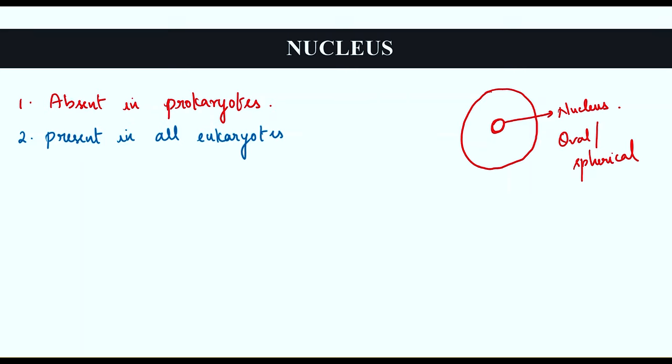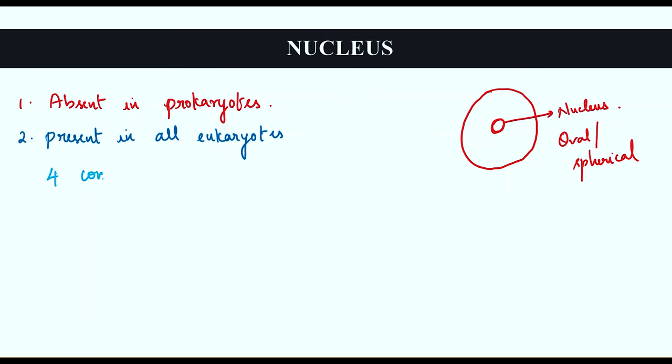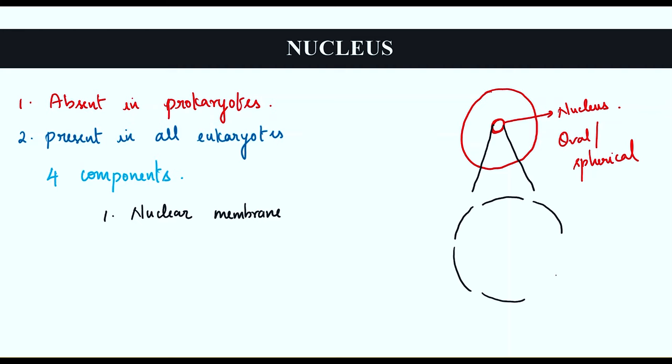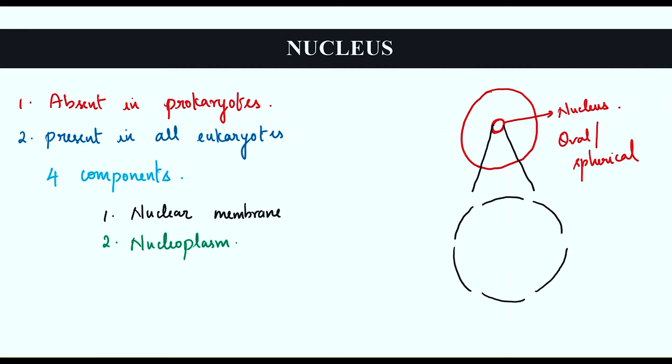Okay, so there are mainly four components present in the nucleus. The first thing is the nuclear membrane. Now I'm going to draw this nucleus a little bit large, right? So this is the nuclear membrane. The second thing is the nucleoplasm. Nucleoplasm will be present in the nucleus. It is like a cytoplasm. This is the nucleoplasm.